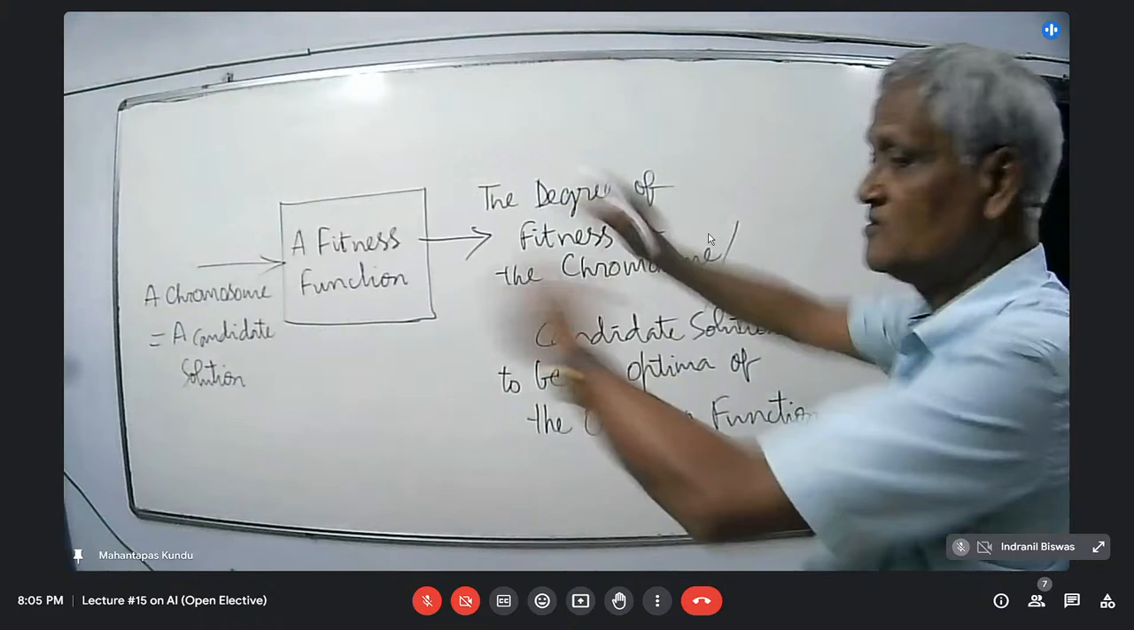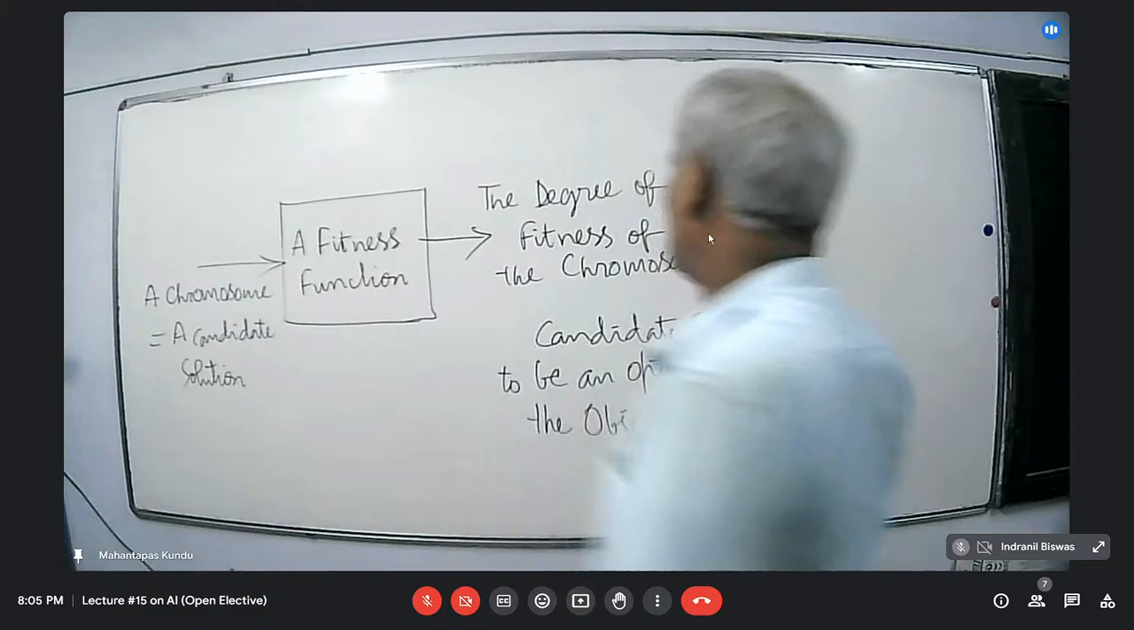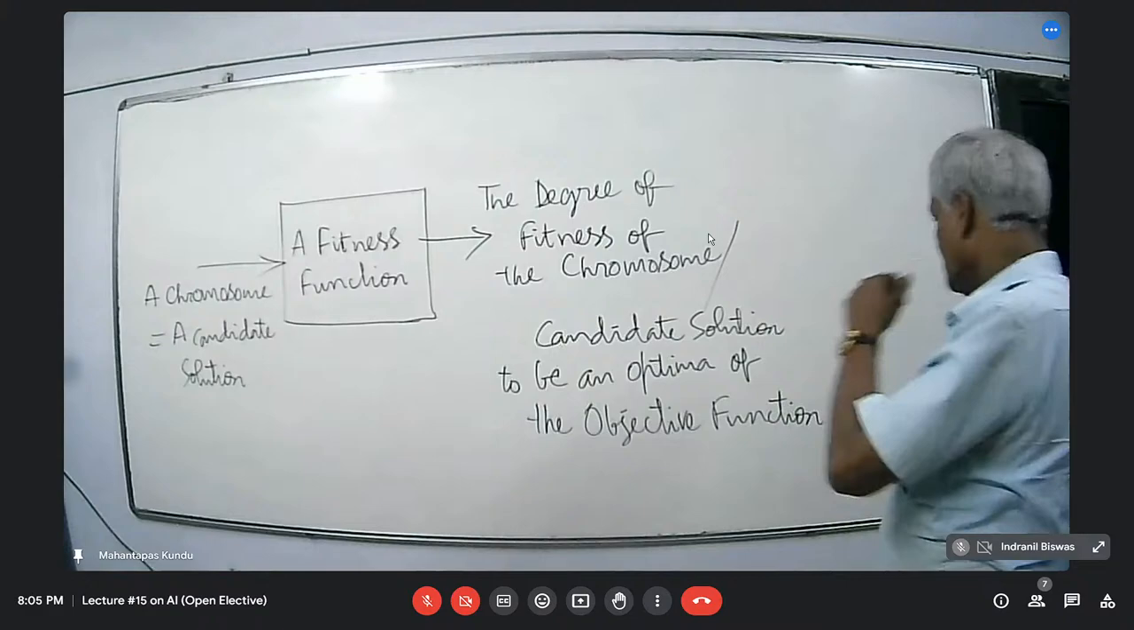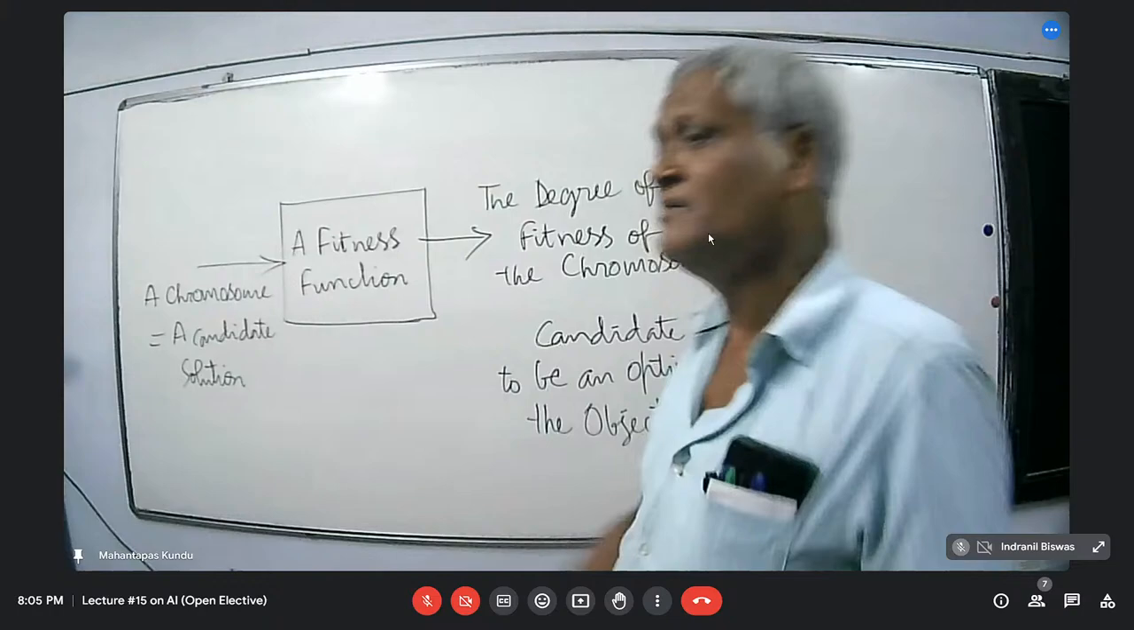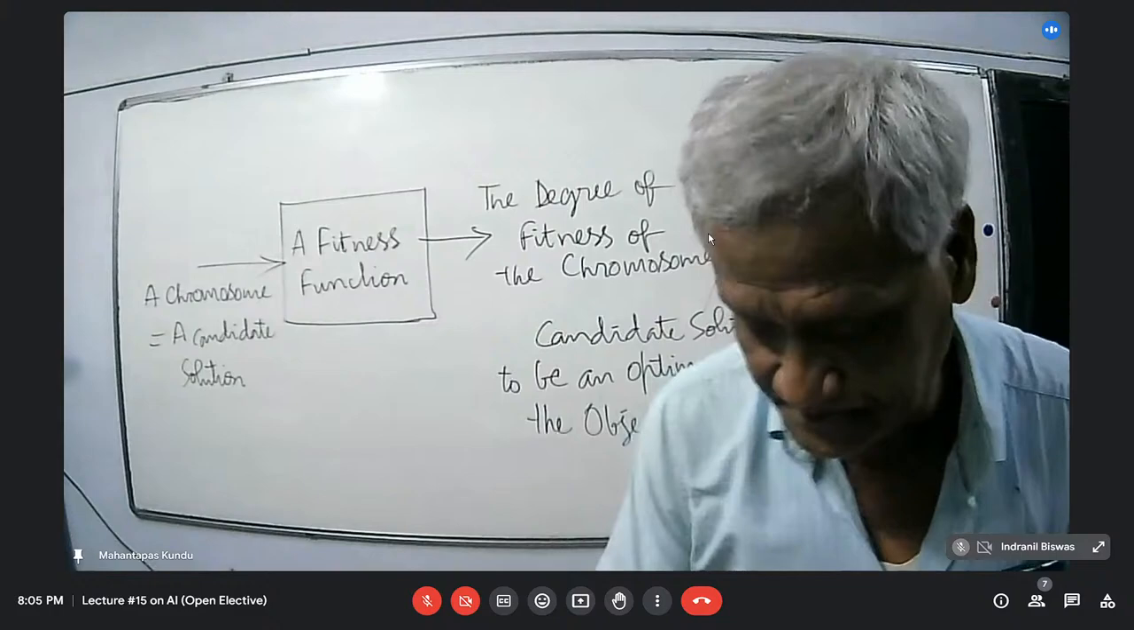So what will be the input to this fitness function, a chromosome or a candidate solution? What will be its output? The degree of fitness of the chromosome or the candidate solution to be an optimum of the objective function. Because our ultimate objective is to optimize this objective function. How to design this fitness function?